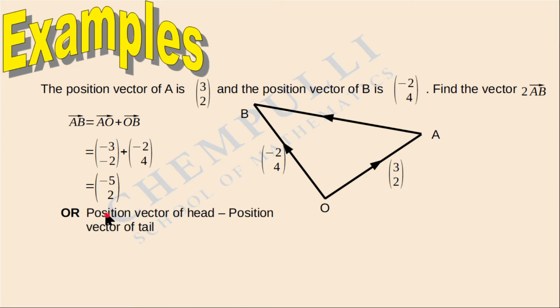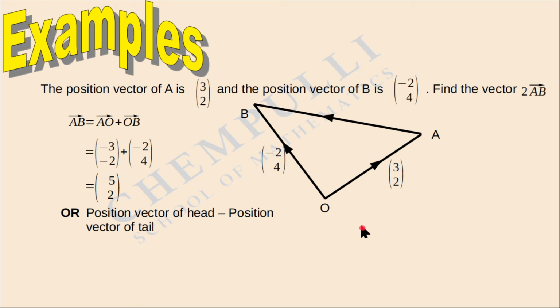If we know the position vectors, in that case we use this method: position vector of head minus position vector of tail. In this case, what is the position vector of the head? B is the head, so the position vector of the head is (-2, 4). Here A is the tail. Then what is the position vector of the tail? (3, 2).